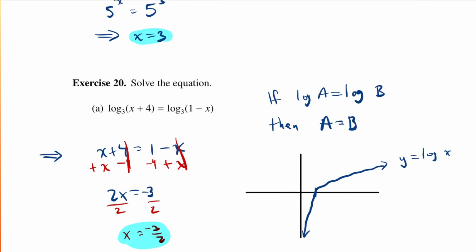However, if you plug this in here, you still get a positive number. And if you plug this in here, you're still going to get a positive number, because 1 minus negative 3 halves is equal to 2.5. That's positive.